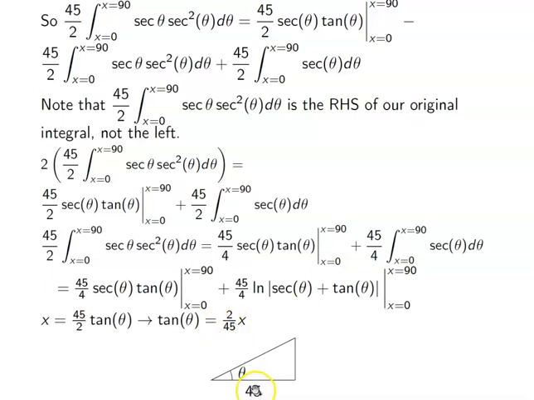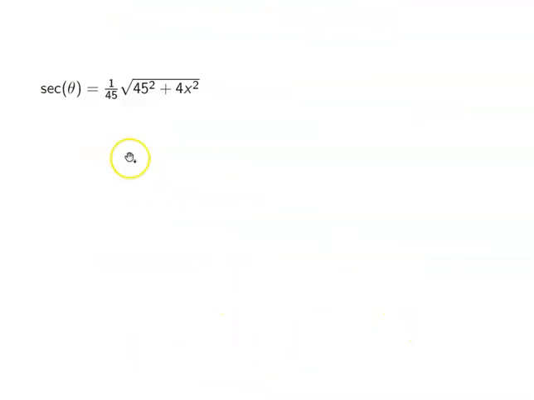Basically, this is the denominator, and this is the opposite, okay? So opposite over adjacent. So if I needed to find this, I would, but this is all tangents and secants, so I don't necessarily need the hypotenuse just yet. So my secant then is 45 squared plus 4x squared, right?